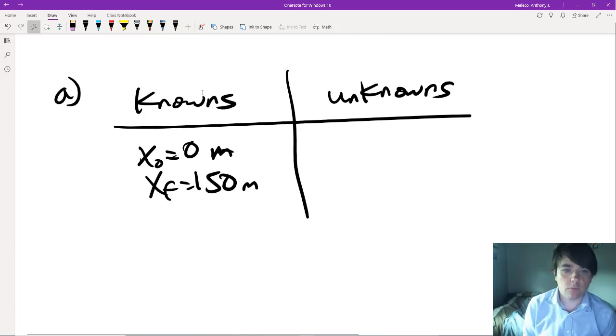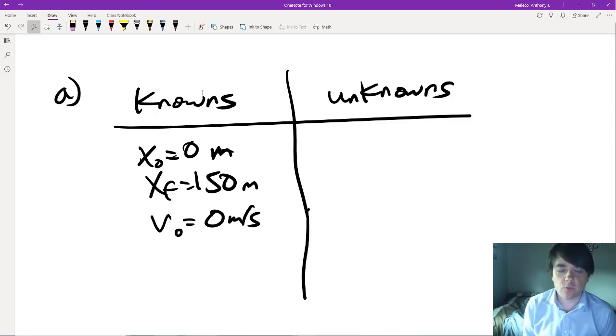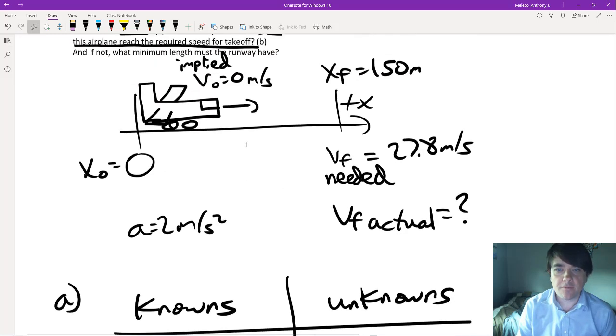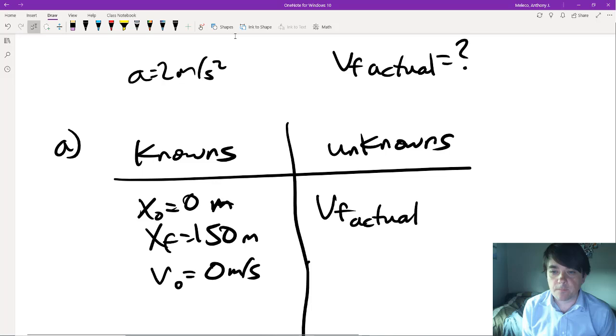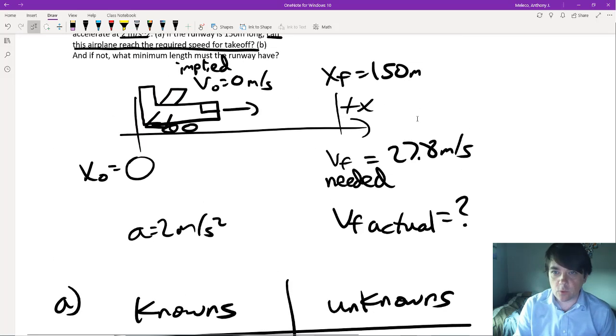Well, we know, right, this one's implied. We're starting off at 0 meters per second because we're not told otherwise. V final, we don't know. Okay, this is what we're trying to find. We need the needed one, right? We know that we must have 27.8 meters per second to answer the question. Can this plane reach it? So we need to know, is this going to be greater or smaller than 27.8? But we don't know what the actual velocity is.